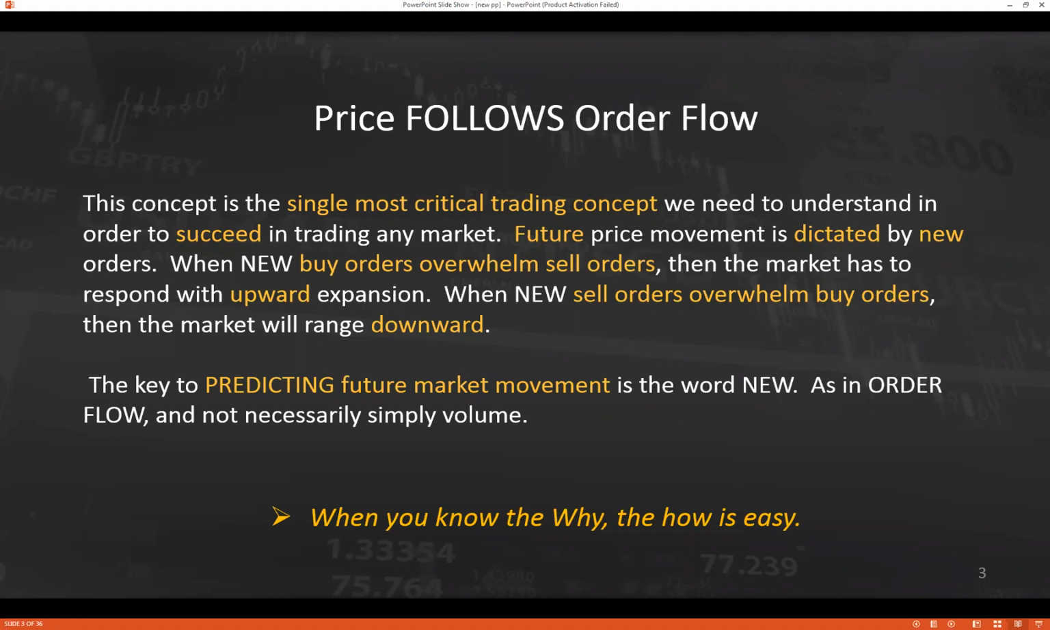See, future price movement is dictated by new orders. Now, that's a Captain Obvious statement, but I don't think we talk about it enough. When new buy orders overwhelm sell orders, then the market has to respond with upward movement or expansion. And when new sell orders overwhelm buy orders, the market, of course, will have to range downward.